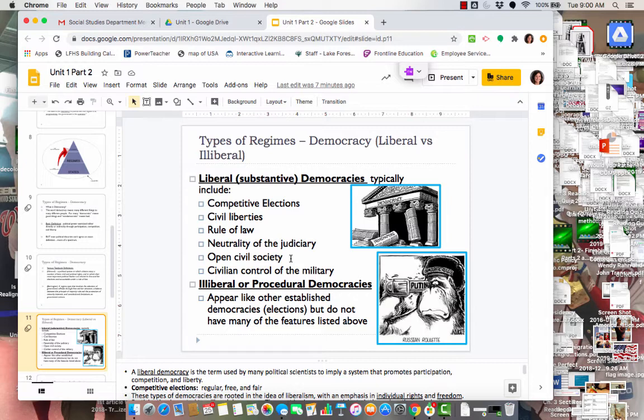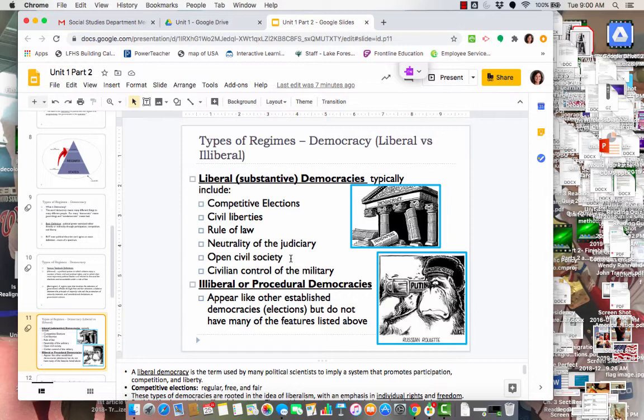Okay? So to be a liberal substantive democracy, you have to have competitive elections, civil liberties, which are individual freedoms, rule of law, a neutral judiciary that can rule on things independently, an open civil society. Civil society is life outside of the government, and civilian control of the military. So to be a substantive liberal democracy, you have to have not only the tenets of a democracy, but you have to actually practice them.